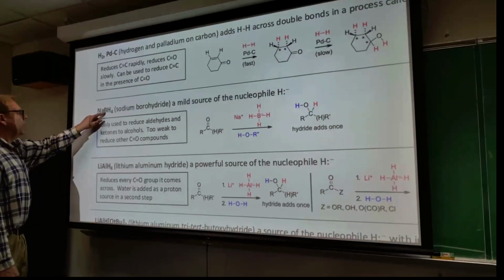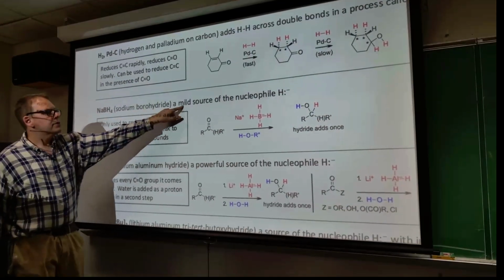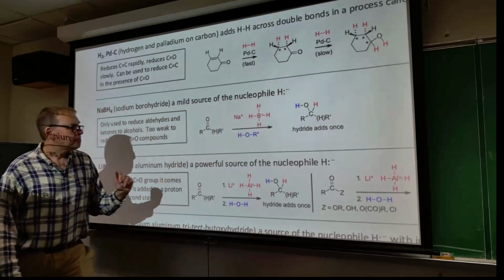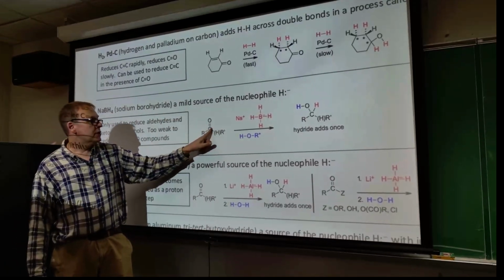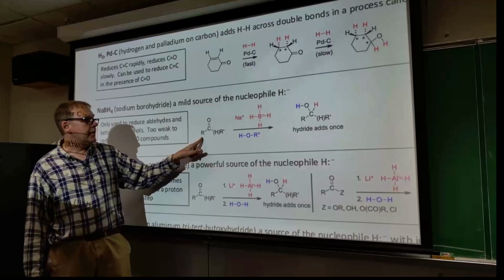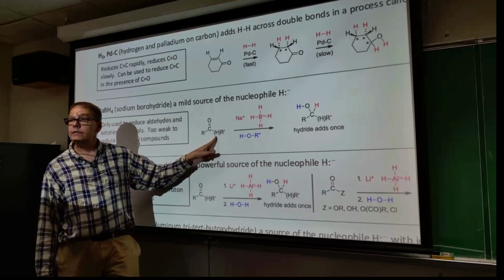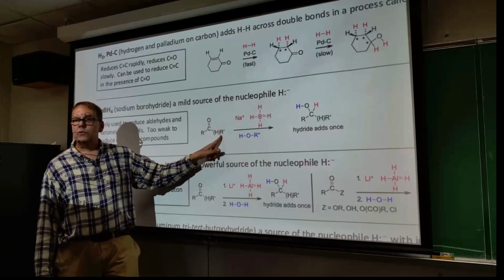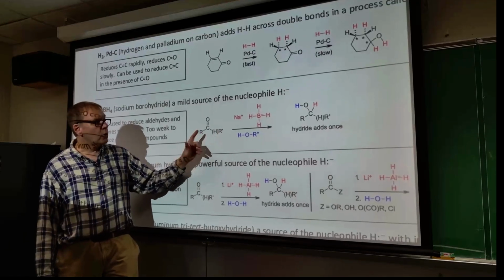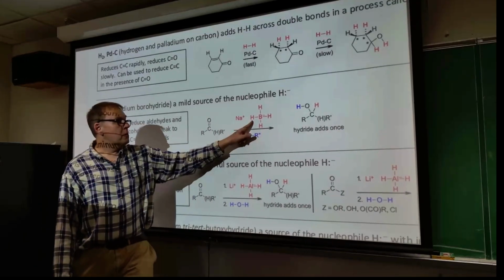So sodium borohydride, NaBH4, is a mild source of the nucleophile H-. If you start with an aldehyde or ketone, which is shown as a carbonyl here with an R group on one side, and on the other side, bonded to the C double bond O, is either a hydrogen, which would be an aldehyde, or an R group, which would make it a ketone. So either aldehyde or ketone reacts with sodium borohydride.